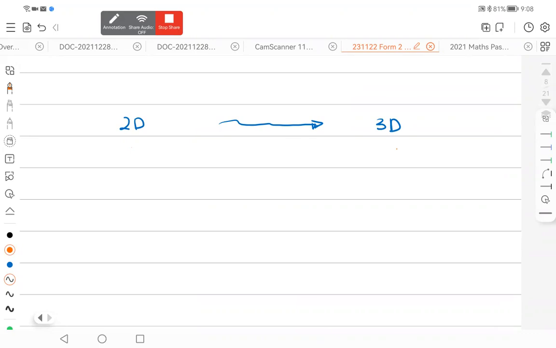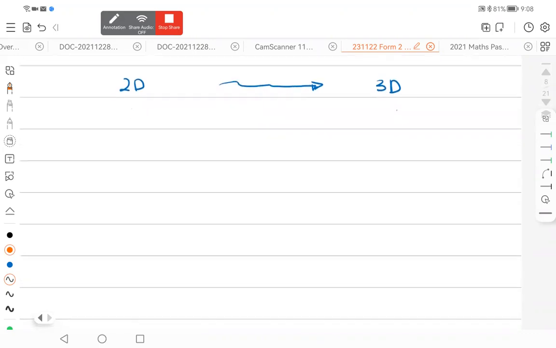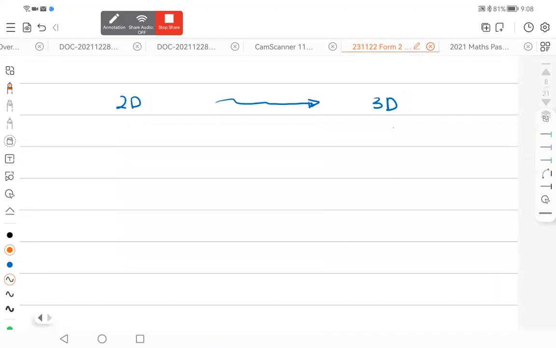Then we have 4D. Then what is the extra 1D? More realistic? No. What is the extra 1D refer to? No idea? 2D is faces, right? We talk about faces, surface. 2D, we talk about surface. Then you only can see flat faces only. But 3D, you will see the height, involving the height. Yes, you're right. Okay, so the extra 1D is height.